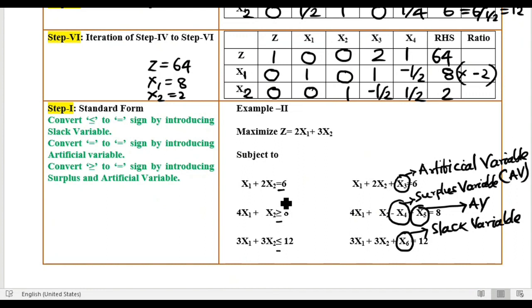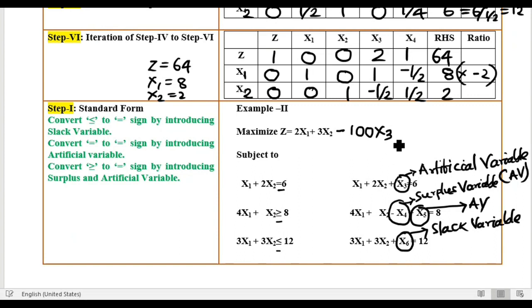Okay, so in this way we can introduce these, and after doing this, what we have to do is make the necessary changes in the objective function. In the maximization one, we have to deduct a higher coefficient. Like in this case, I'll use 100 x3.